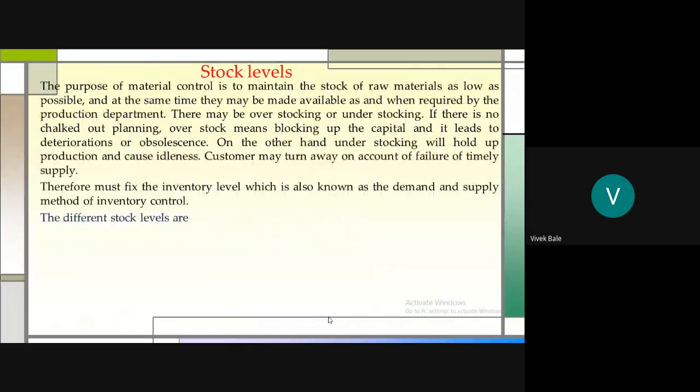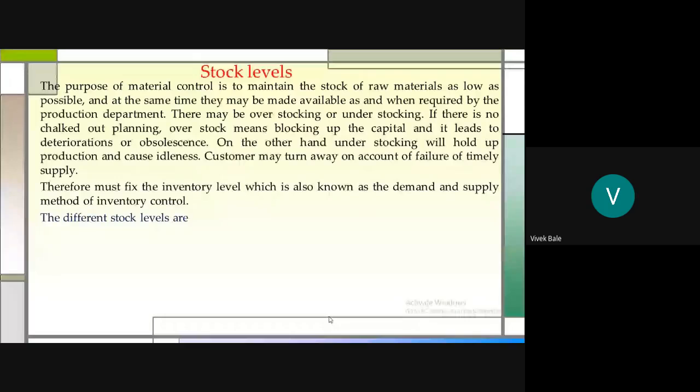As I already told you, the basic purpose of material control is to maintain the raw material as low as possible, and at the same time it should be made available whenever it is required in the production department. Sometimes we may purchase extra stock or maybe less stock. And the reason for not getting properly planned is because you have either purchased overstock or understocking. If you have purchased extra stock, it means there is a blocking up of your capital. And therefore, it will lead to deterioration or obsolescence. Deterioration means your capital will get reduced and your efficiency will also decline. So this is called deterioration.